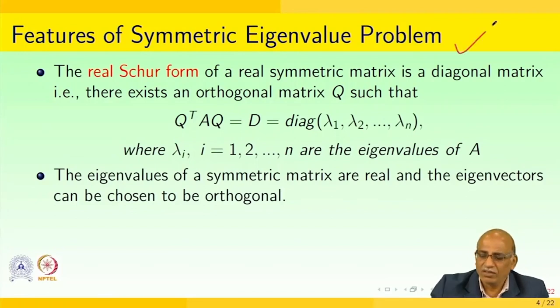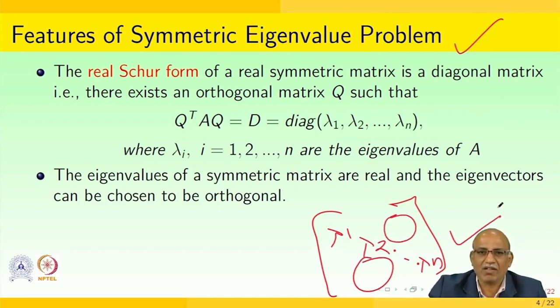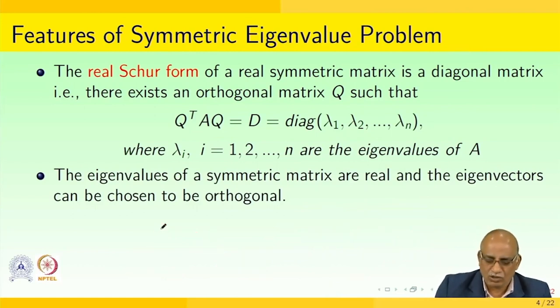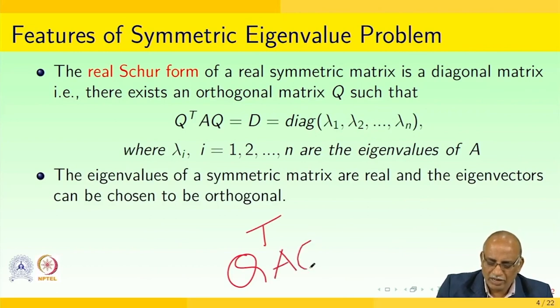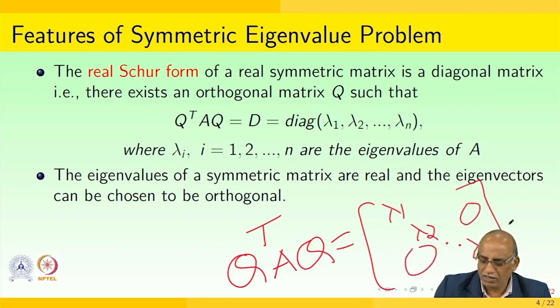Now let us look at some of the features of the symmetric eigenvalue problem. The real Schur form of a real symmetric matrix is a diagonal matrix. So you will have lambda 1, lambda 2, lambda n; these are all diagonal entries. There exists an orthogonal matrix Q such that Q transpose AQ happens to be lambda 1, lambda 2, lambda n. This is what is called a diagonal matrix D.